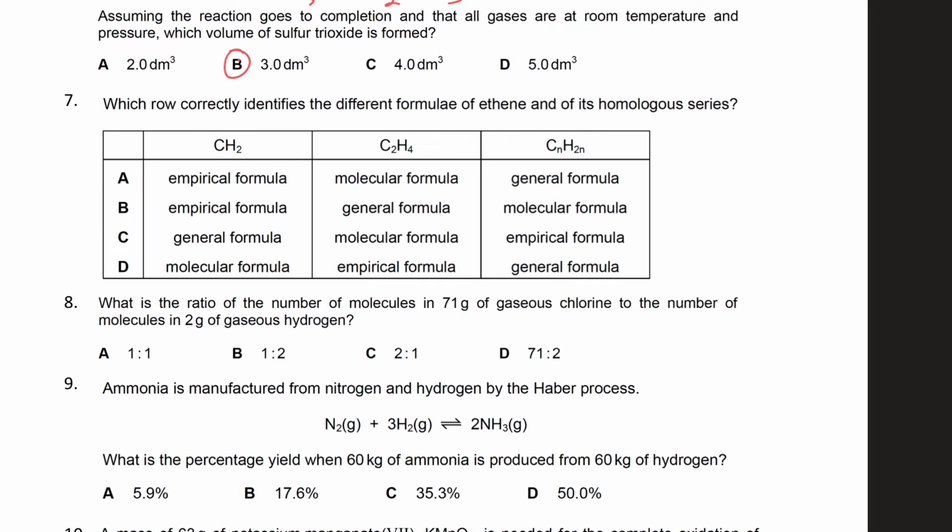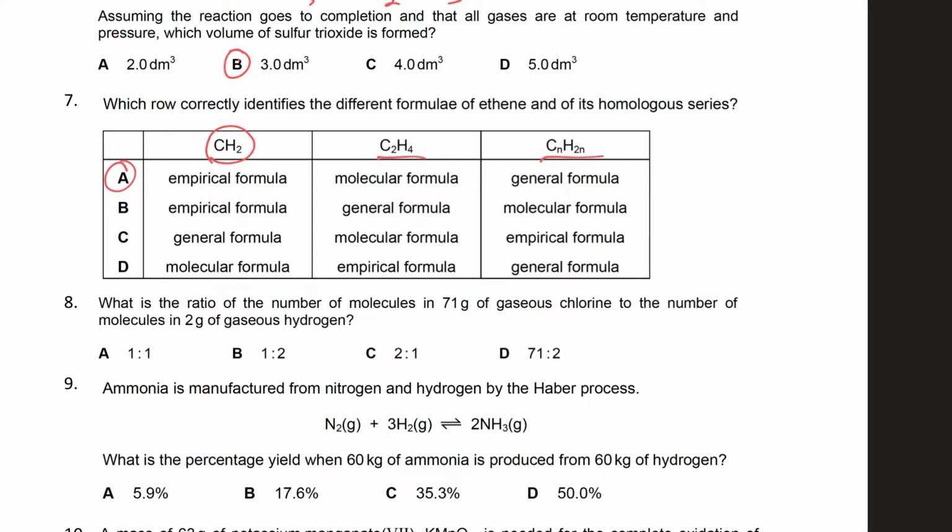Moving on, which row correctly identifies the different formulae of ethene and of its homologous series? Now, you might study organic chemistry later on in the syllabus, but you need to know what empirical formula and molecular formula is. Empirical formula gives us the simplest ratio. Molecular formula gives us the actual number of atoms that are in the compound, and general formula tells us the pattern that it follows. So this is my empirical formula, because it gives me the ratio that for every carbon I have 2 hydrogen. This is my molecular formula. This tells me the actual number, and this is my general formula. It tells me the trend. So judging by that, A is my answer.